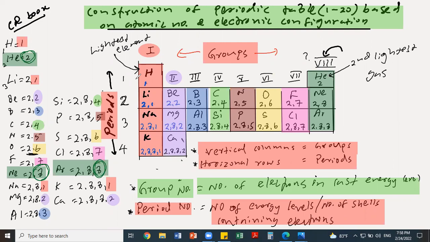Now again I'll go to the beginning. What is the first thing you should know? Atomic number. Number 2, configuration. Number 3, the position of that element in the periodic table.